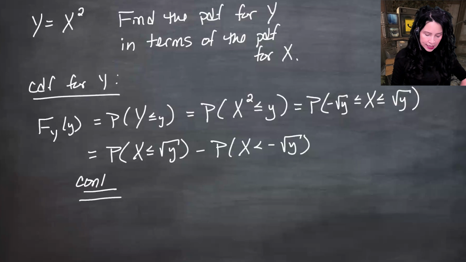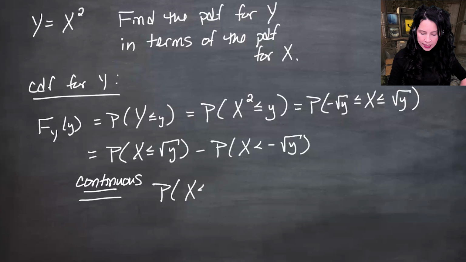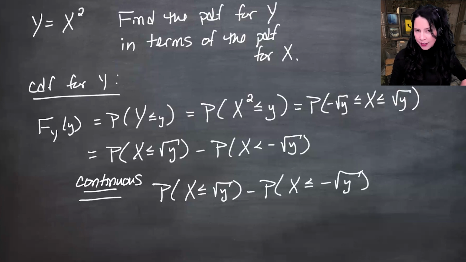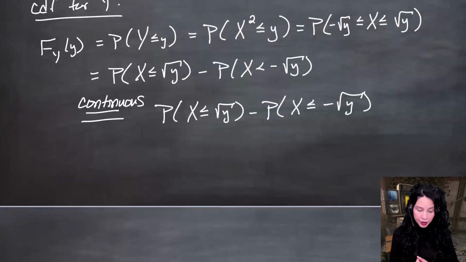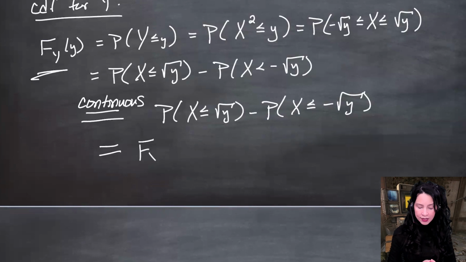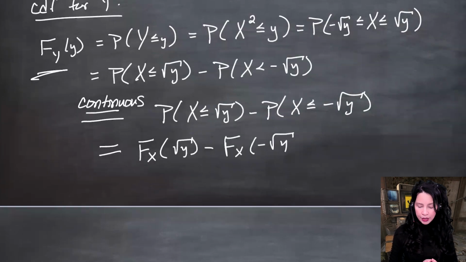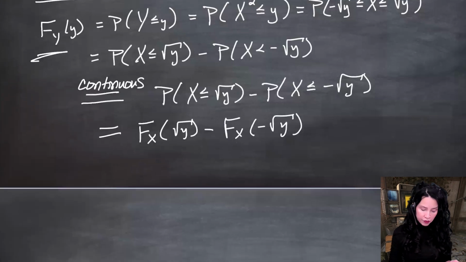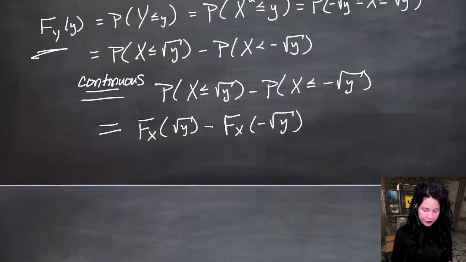So because this is continuous, this is the probability that x is less than or equal to the square root of y minus the probability that x is less than or equal to the negative square root of y. If x were discrete, you couldn't do this step. You would have to address it differently. But I've got that the CDF for y is the CDF for x with the square root of y plugged in, minus the CDF for x with the negative square root of y plugged in.